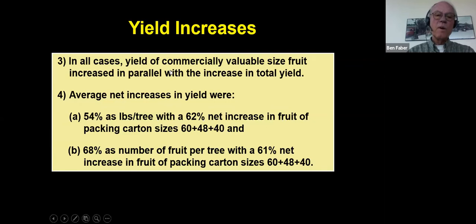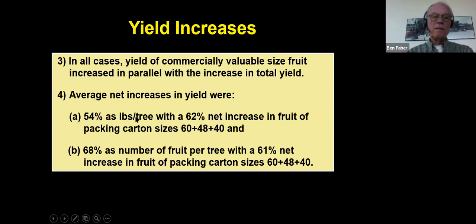This is the other important thing. In all cases, the yield of commercially valuable fruit increased in parallel with the total yield. So this is important because in a lot of orchard trees, as you increase yield, increase the number of fruit, often the fruit size decreases. In this work in avocados, it did not change the proportion of valuable fruit.